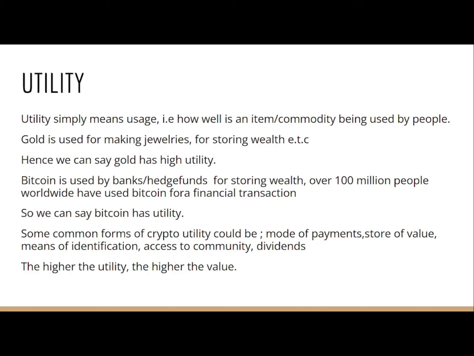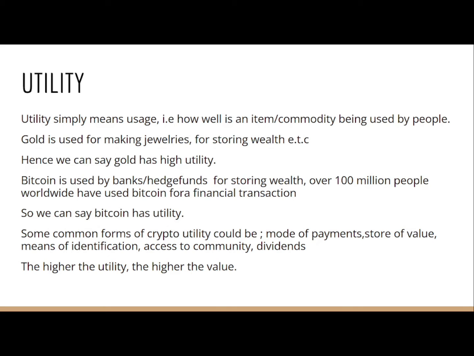You have utility. Utility simply means usage, which means how well a commodity or an item is being used by people. For example, gold is used for making jewelry, it's used as a store of wealth. In several other places, it signifies royalty and stuff. So gold is useful. We can say gold has high utility. Also Bitcoin has a lot of uses. Banks and hedge funds are already using Bitcoin to store wealth. Over 100 million people worldwide have used Bitcoin. So Bitcoin has utility, crypto has utility. That's one of the things that influences the price or value of cryptocurrencies.